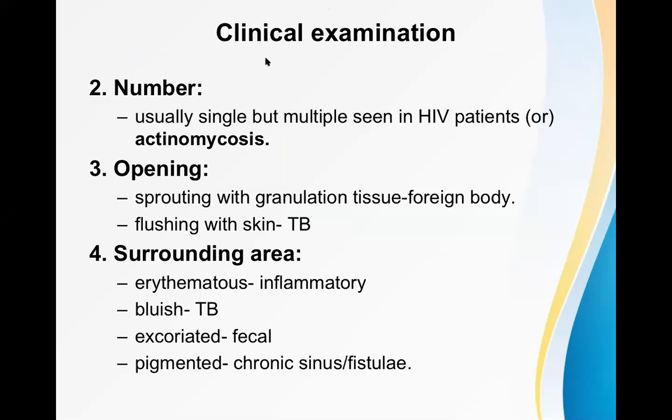Now, another important part of the clinical examination is the number. Usually the sinus and fistula are single, but sometimes they are multiple, and they are usually seen in actinomycosis or sometimes even in HIV patients. These are immunocompromised conditions. Now actinomycosis, so let's talk a little bit about it. What type of organism is actinomyces? I was asking you a question before the break time. What type of organism is actinomyces? Sir, it is an anaerobic gram-positive bacteria.